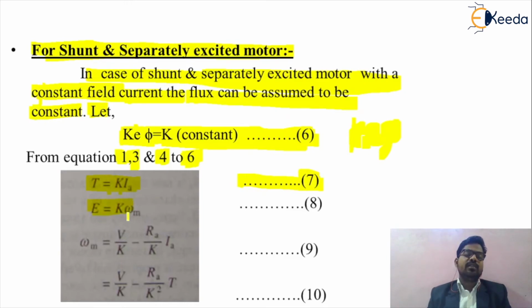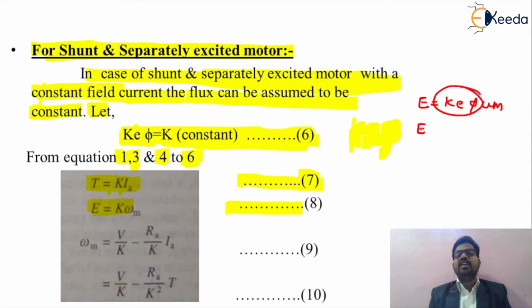Similarly, we get equation number 8. Because we have the first equation, E is equal to Ke phi omega m, but instead of Ke phi, now we substitute only K. So we get E is equal to K into omega m. This will be equation number 8. Similarly, we want to find the value of omega m, substituting Ke phi is equal to K. So we get the speed and current equation, that is V divided by K minus RA divided by K into IA. This will be treated as equation number 9.